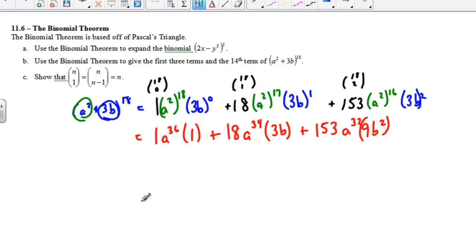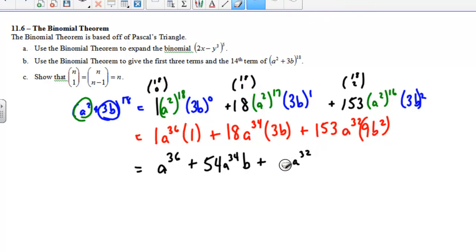And then the last step is to multiply everything together, and I get a to the 36th plus 18 times 3 is 54, a to the 34th b, and then 153 a to the 32nd, 153 times, sorry, missed that, 153 times 9, 153 times 9 is 1377, and then a to the 32nd b squared.